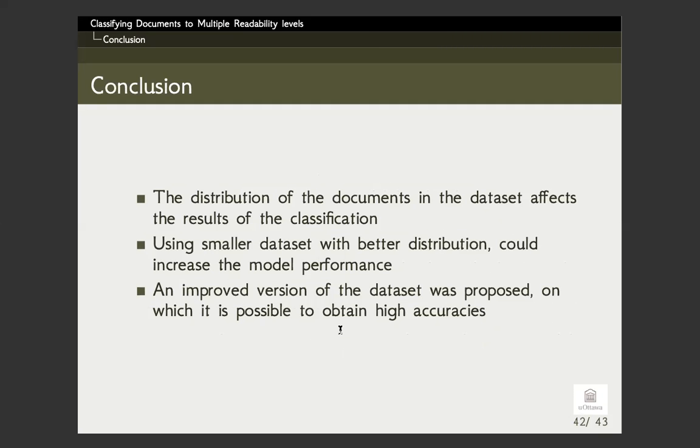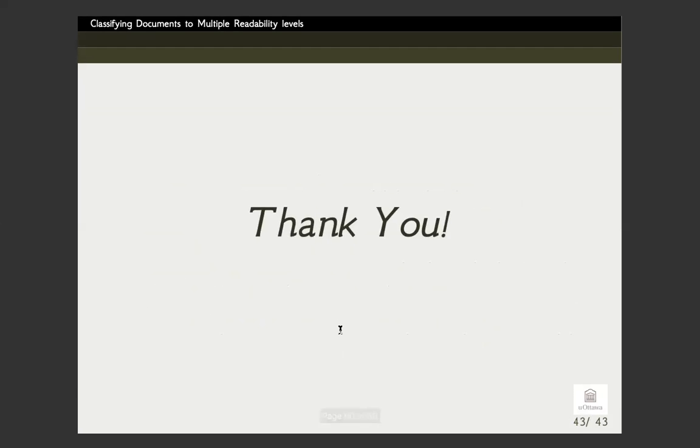Also, we found that the distribution of the documents in the dataset affects the results of the classification. Using a smaller dataset with better distribution sometimes increases the model performance. So an improved version of the dataset was proposed on which it's possible to obtain a higher accuracy. Thank you very much for listening.